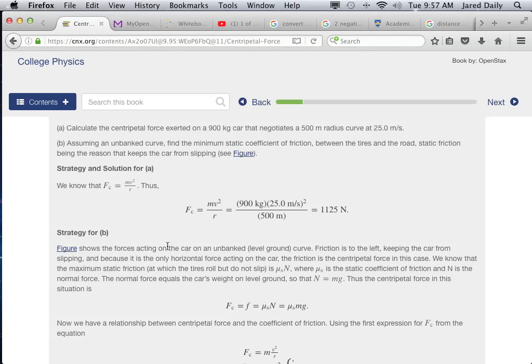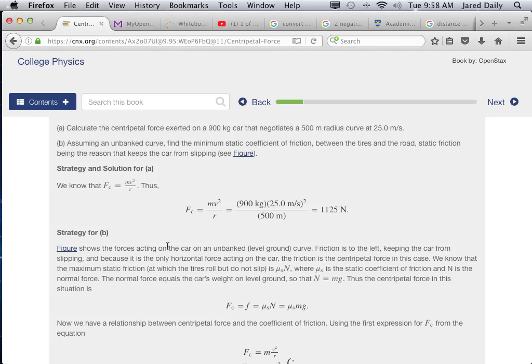If you're the tire company, you're also going to need to know the surface and the kind of rubber you're going to use, because that's going to determine your coefficient of friction, right? You'll need to know the coefficient of friction to calculate all this other information that's going to come. But they're going to do that in the next step. So right here, assuming an unbanked curve, we find the minimum coefficient, so we're going to find the static coefficient.